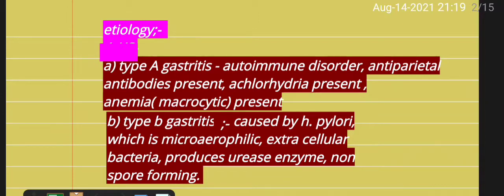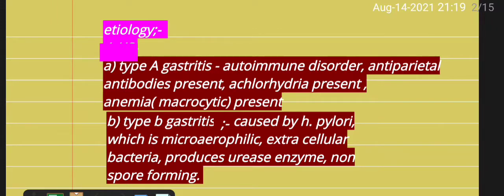And due to a feedback mechanism there is gastrin production, hypergastrinemia, in type A gastritis. Type B gastritis is caused by H. pylori, which is a gram-negative cocobacilli. It is microaerophilic, that means it can survive in the stomach in less oxygen concentration as well. It is non-spore forming, which means eradication is possible. It is an extracellular bacteria producing urease enzyme, and its spread is feco-oral.